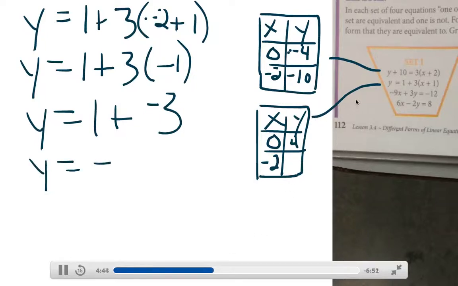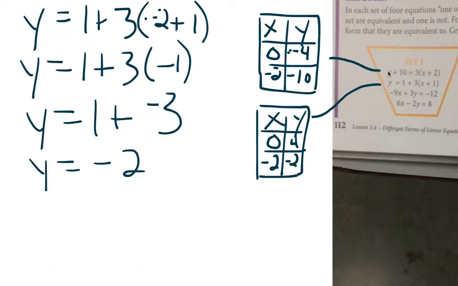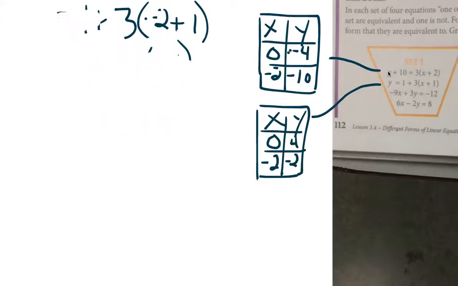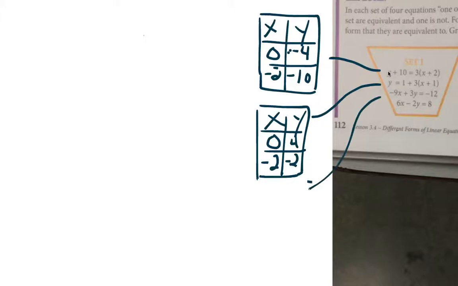So you can see that this equation is not the same as this equation. They don't share points at x equals 0 and x equals negative 2. They're at different places. So now we're interested in this third equation, negative 9x plus 3y equals negative 12. It must match up with one of these. So we already know if we put in the values x equals 0 and x equals negative 2, it's going to match one of the other equations.